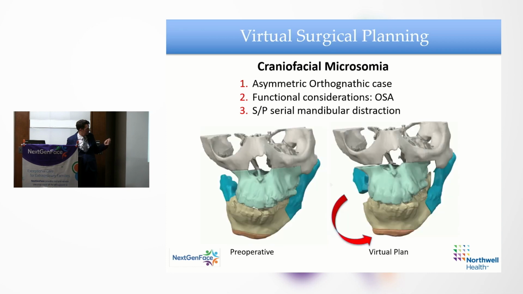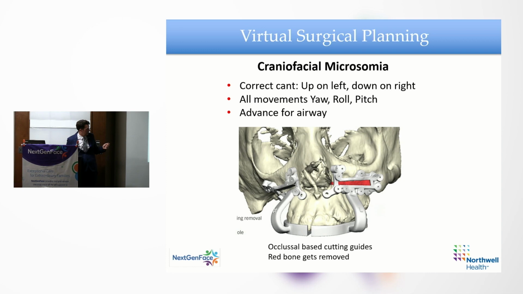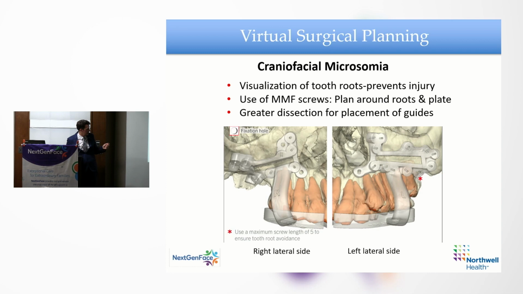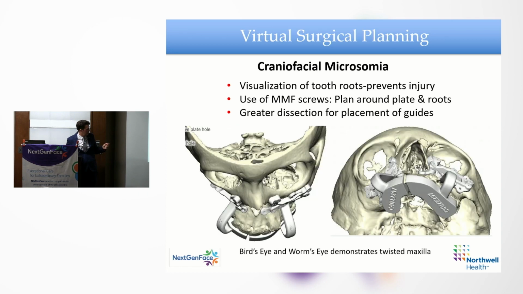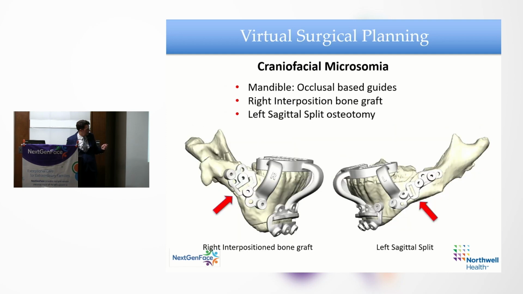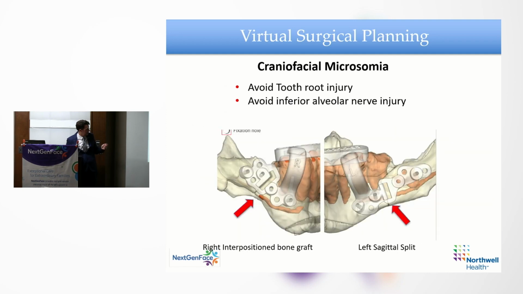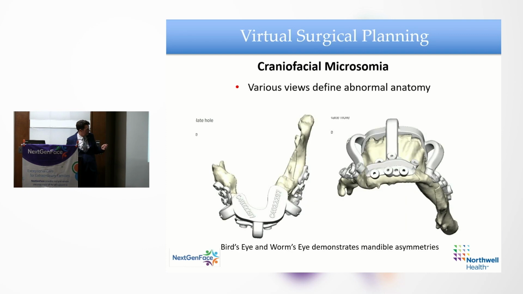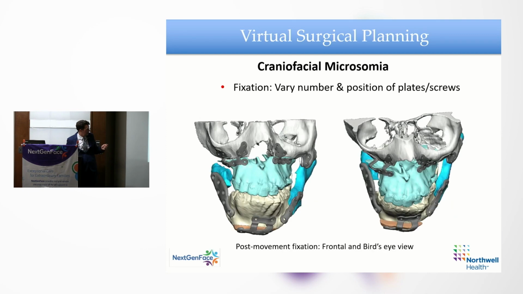I show this again to focus on the virtual planning to recorrect that. You can see how the face has to be twisted and brought over. These are our cutting guides that we use to lengthen the right, shrink the left side. You can see the tooth roots to avoid injuring them. You can see the difference of asymmetry is more three-dimensional, even the mandible, the difference of symmetry, and how we can avoid the nerve, avoid the tooth roots, and really look through the anatomy with this.